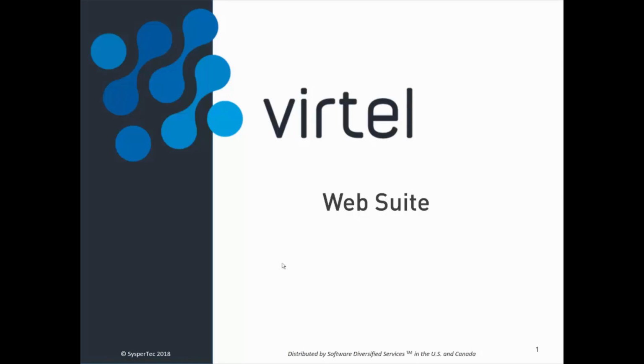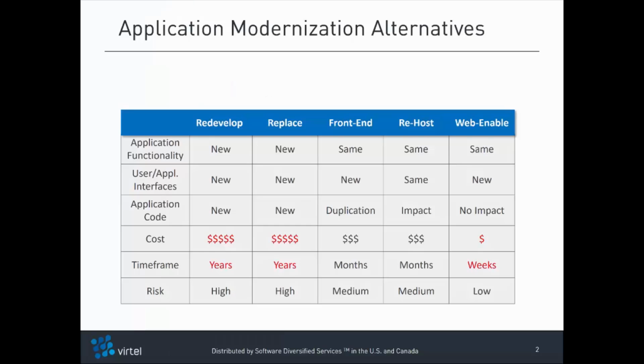Today's presentation will focus on the modernization of IBM mainframe applications, and more specifically on the web enabling of IBM mainframe applications. Let's start with a very brief overview of the different modernization alternatives. They include redeveloping, replacing, front-ending, rehosting, and web enabling.